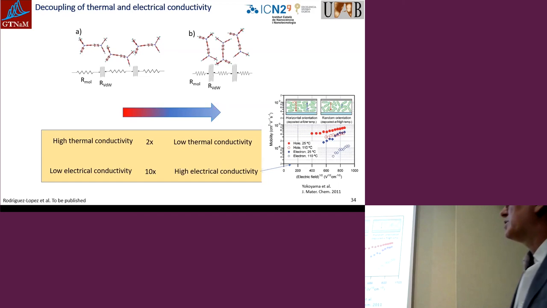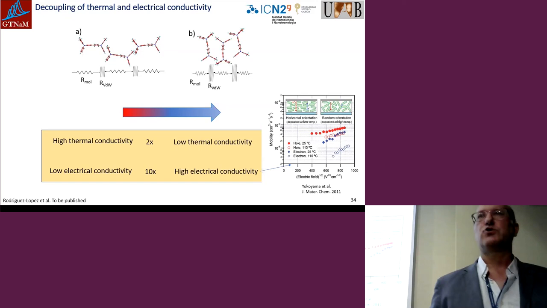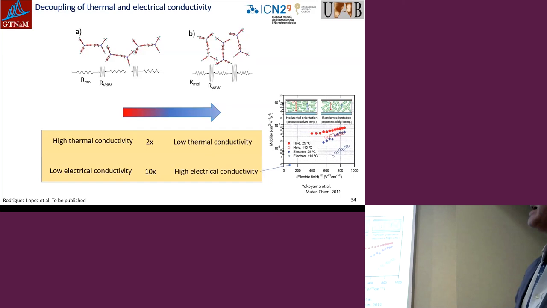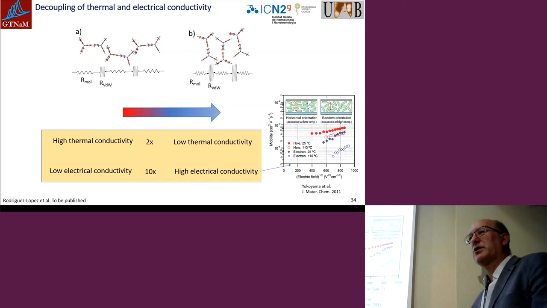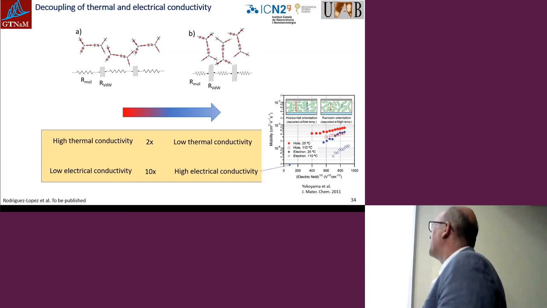But the interesting thing here is that electrons go in just the opposite direction. So electron transfer is much easier here because of the pi-pi overlapping than in this direction. So you can have a much higher electrical conductivity in this direction than in this direction, and therefore you have a high thermal conductivity with a low electrical conductivity. Those might be materials that are interesting for some applications.